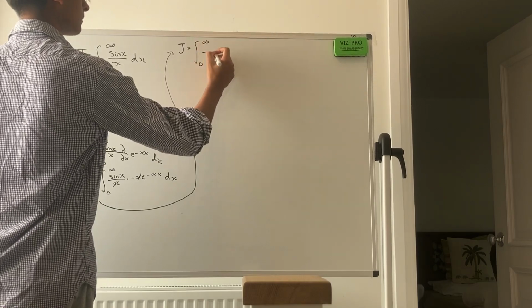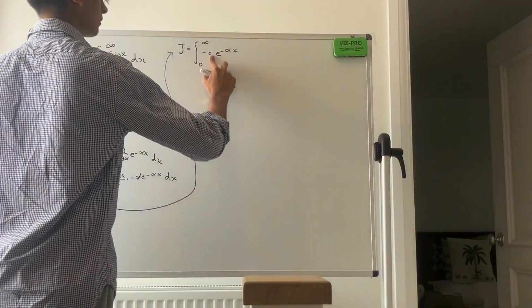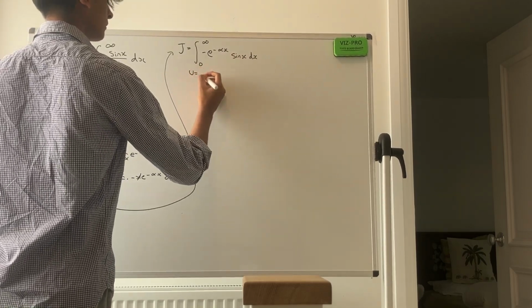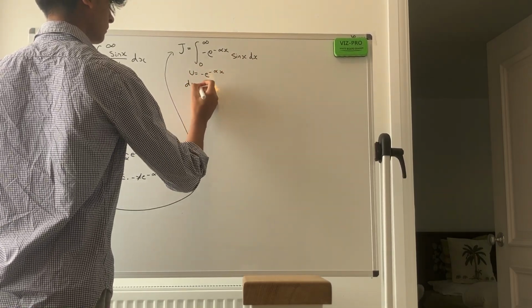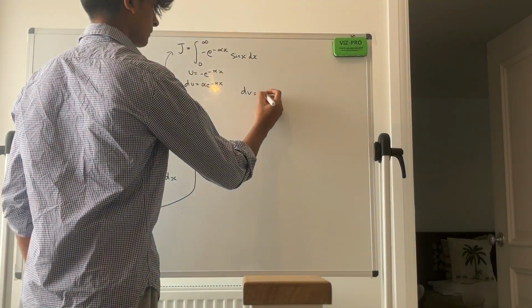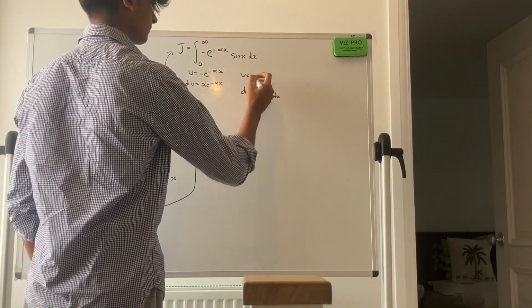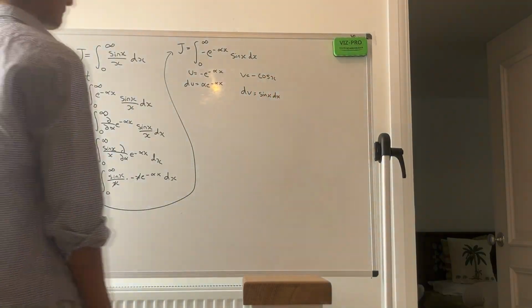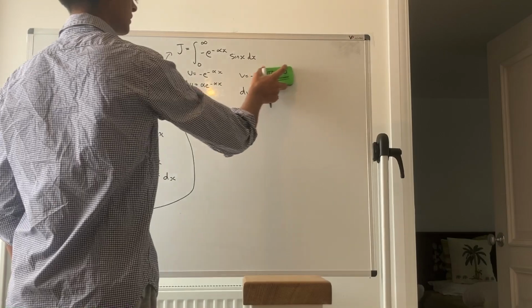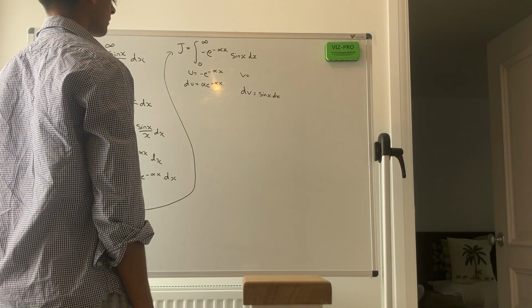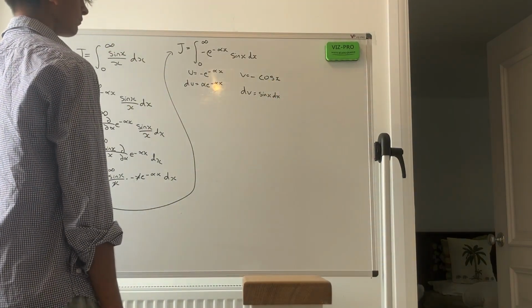Over here, I'm just rewriting my integral with the cancelled out x's, and what I end up with is negative e to the negative alpha x times sine x. And here I can use integration by parts. So I would set my u equal to negative e to the negative alpha x, and since I'm differentiating with respect to x, my du is alpha e to the negative alpha x, and my dv is sine x, which integrates to negative cosine of x.